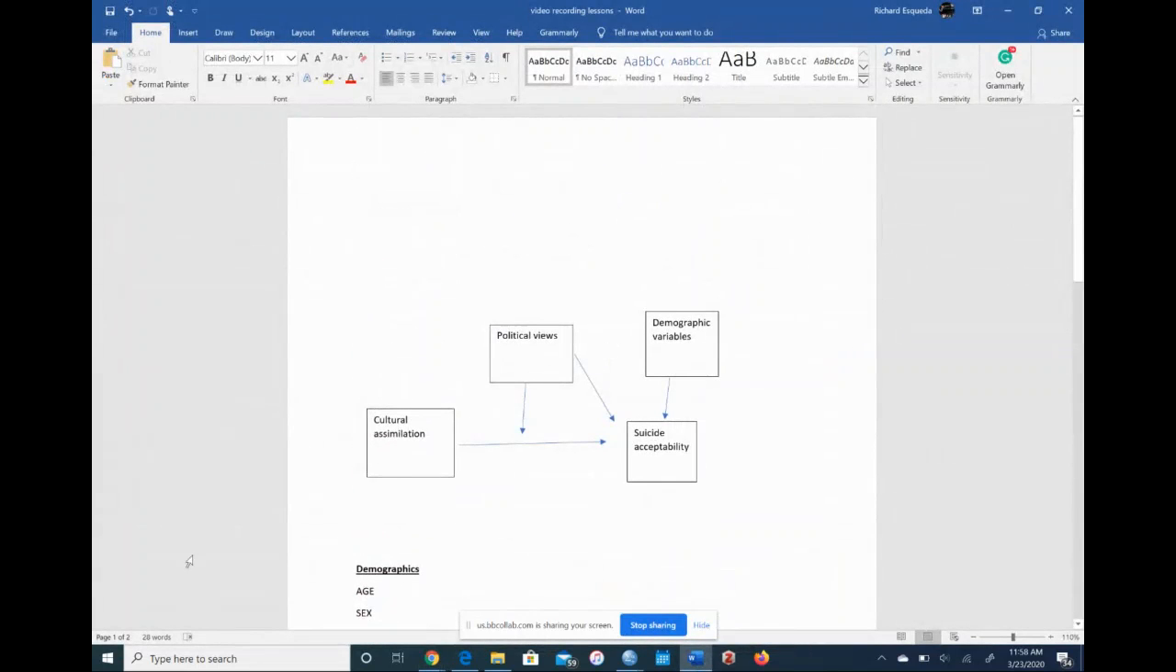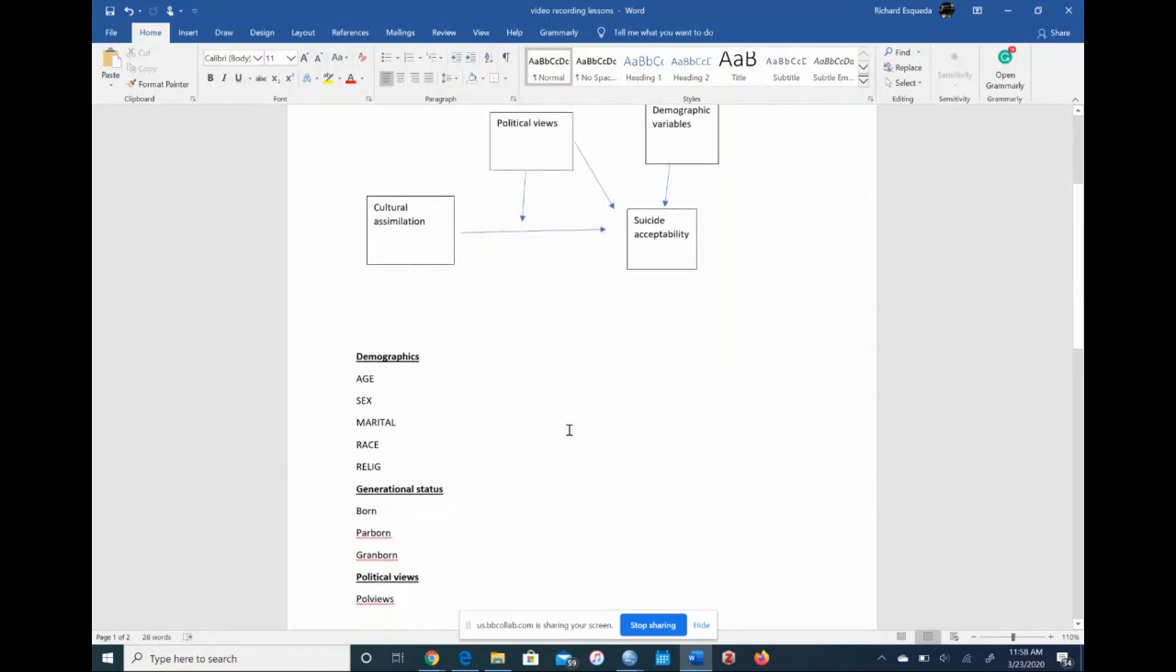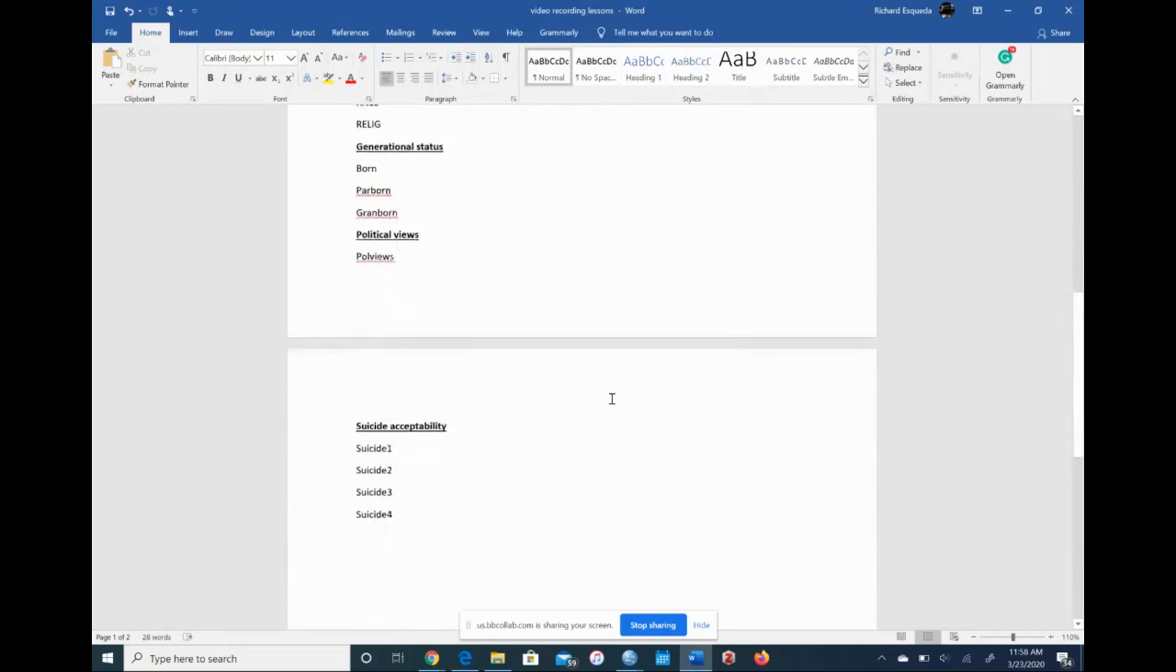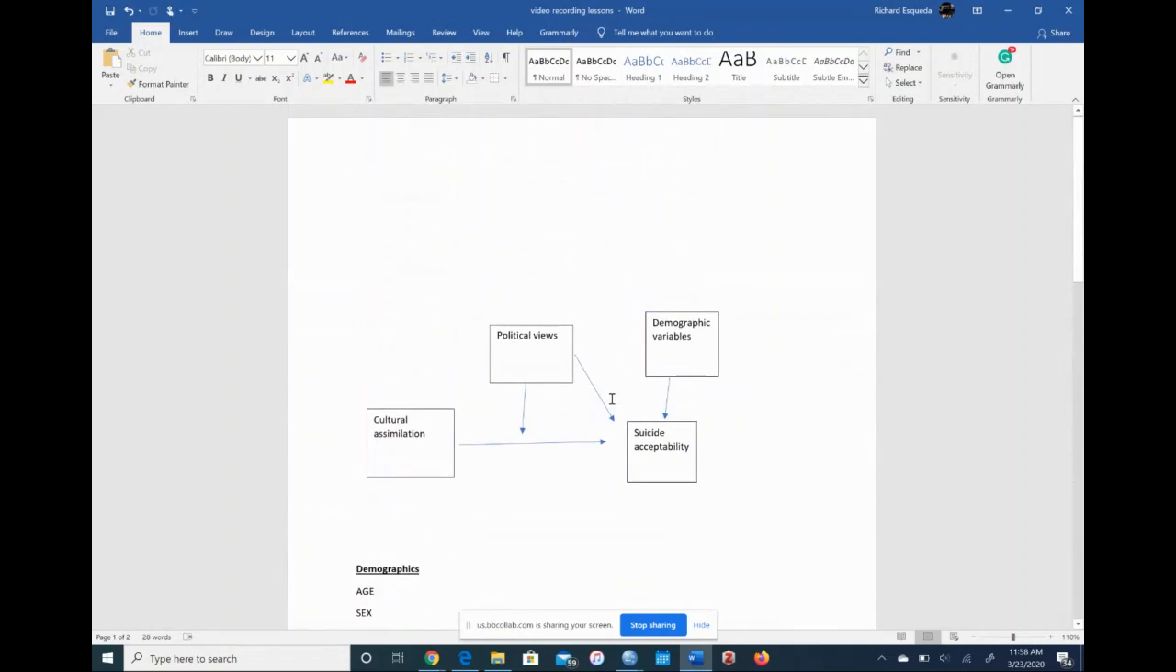For the first video, I will be showing you how to interpret a theoretical model and how to find variables that can adequately measure the concepts in your theoretical model. Okay, so after reading the literature review, these are some concepts that I found interesting and that I wanted to incorporate into my study.